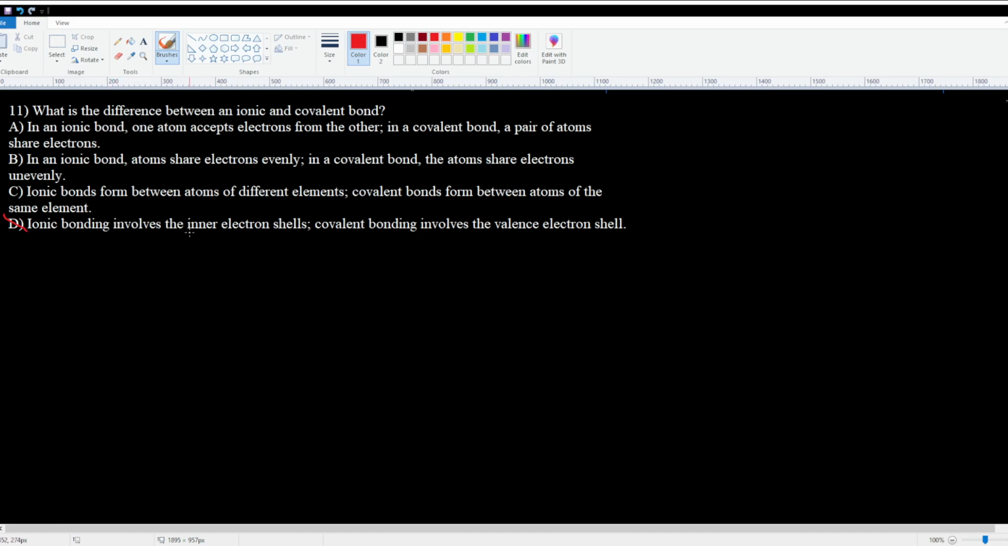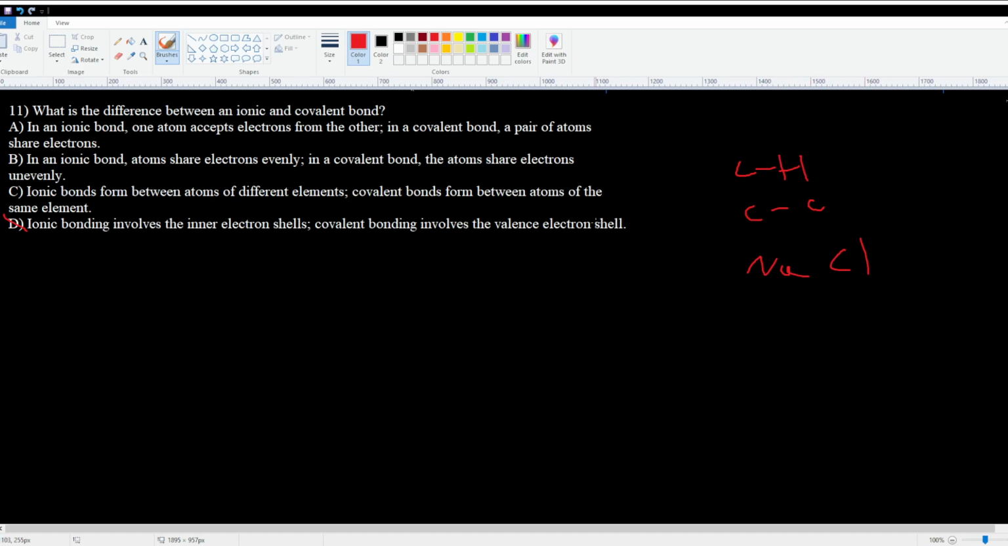When we're talking about bonding involving inner electron shells, that's when you get to weird stuff like sulfur or phosphorus. But we don't really worry about those elements in this class. And besides, don't even worry yourself about bonding to the inner electron shells because we don't really discuss that in this class. So D is out of the question. So ionic bonds form between atoms of different elements, and covalent bonds form between atoms of the same element. That is obviously not true, because if we have carbon and hydrogen, that's a covalent bond, and then we have carbon and carbon. That's also a covalent bond, but then we have sodium and chlorine.